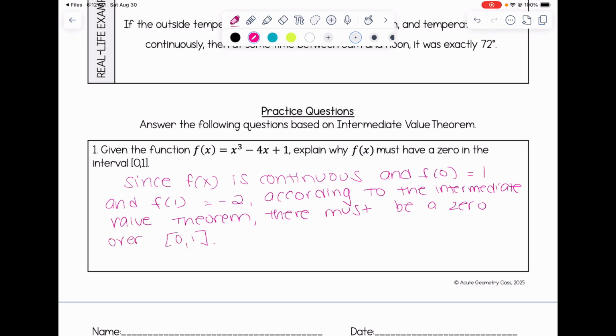Now keep in mind what this must have a 0 means. If a function has a 0, that means the y value is 0. So that's where like f of c is equal to 0. So think about this. We're going from -2 to +1. So definitely from the -2 to 1, if the function's continuous, we will be passing through the y value of 0.